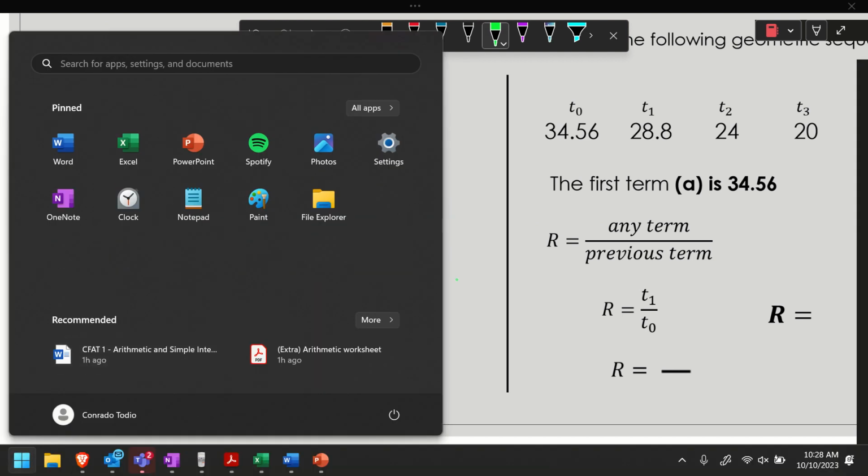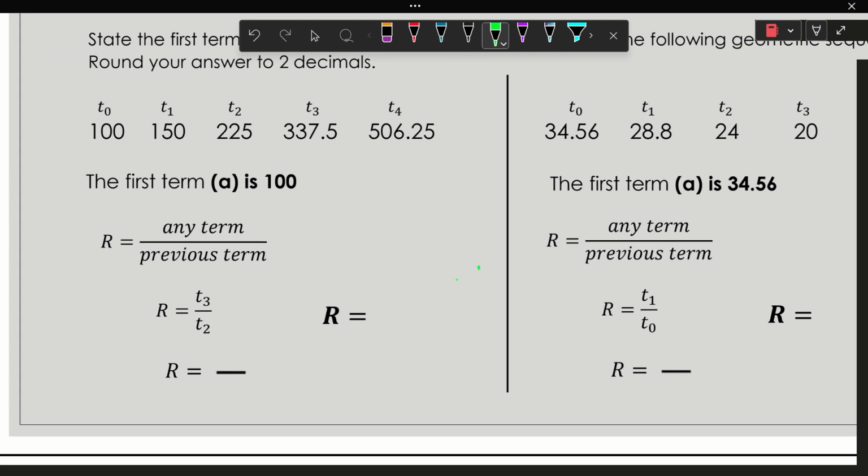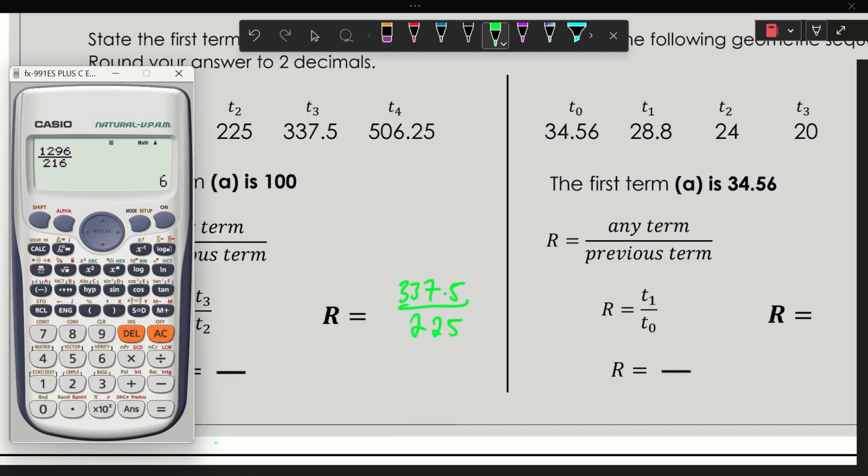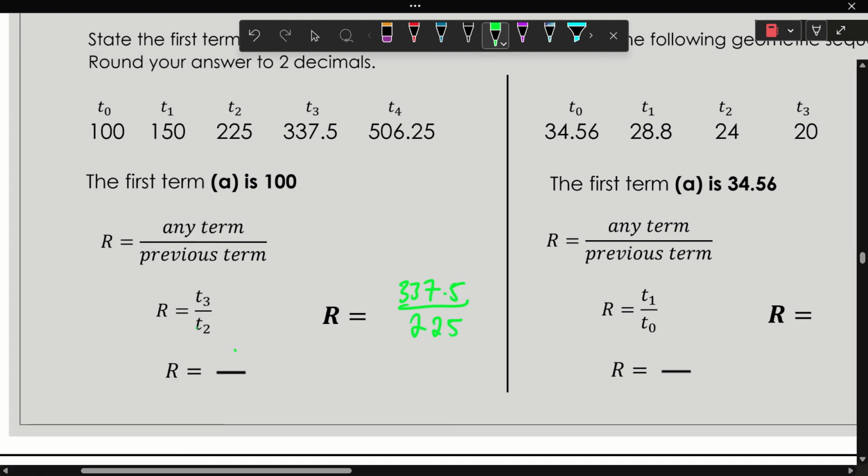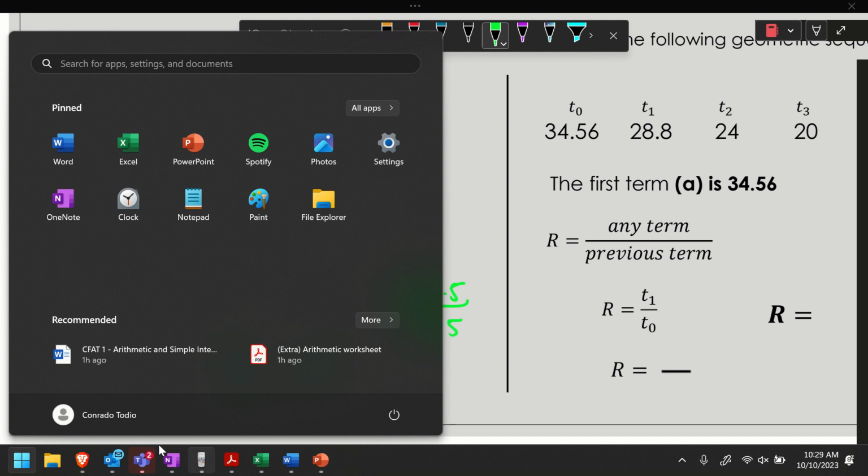So if I get my calc, actually let's do T3 and T2. So it's going to be 337.5 divided by 225. It should be the same. 337.5. Let's confirm that. Divided by 225, which is 1.5. Or you can also use 3 over 2, but let's use 1.5 as our common ratio. And again, like I said, you could actually use anything.